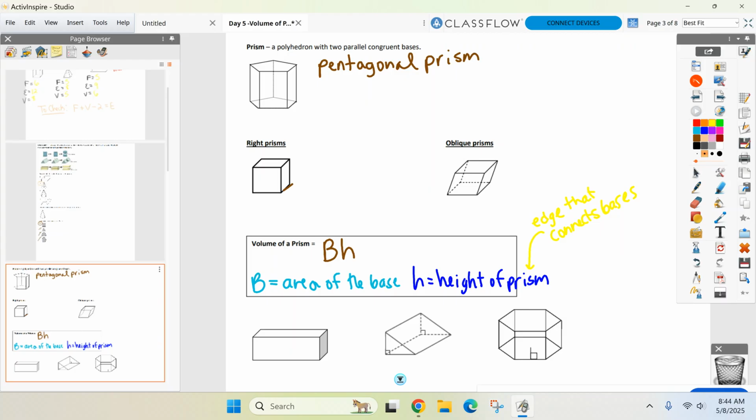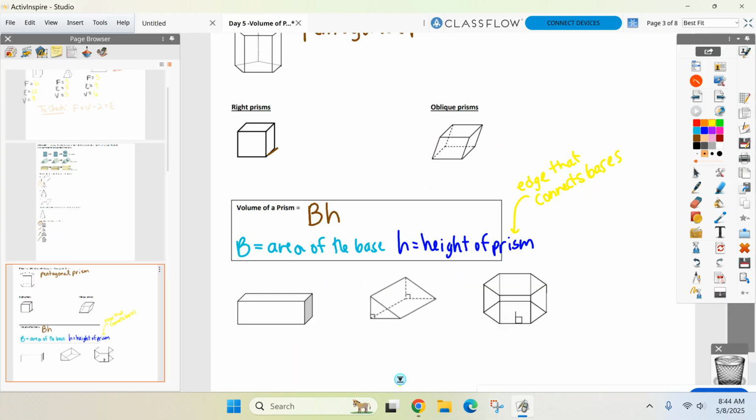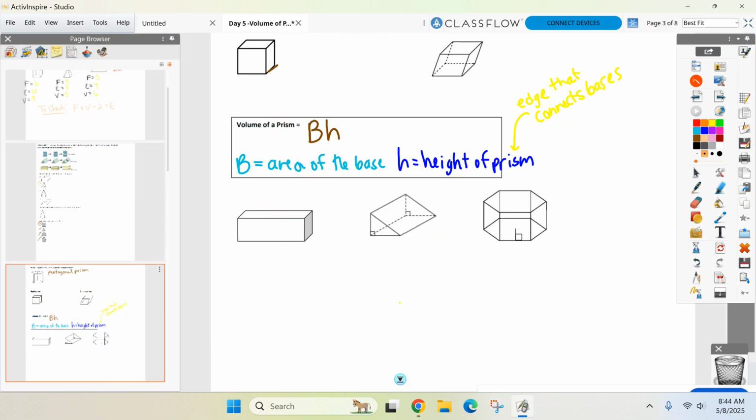Before we flip it over, can you help me name these 3 prisms below the formula there? Before we move on. This first one here, what type of prism? Rectangular prism, yep. It's always named by the bases.